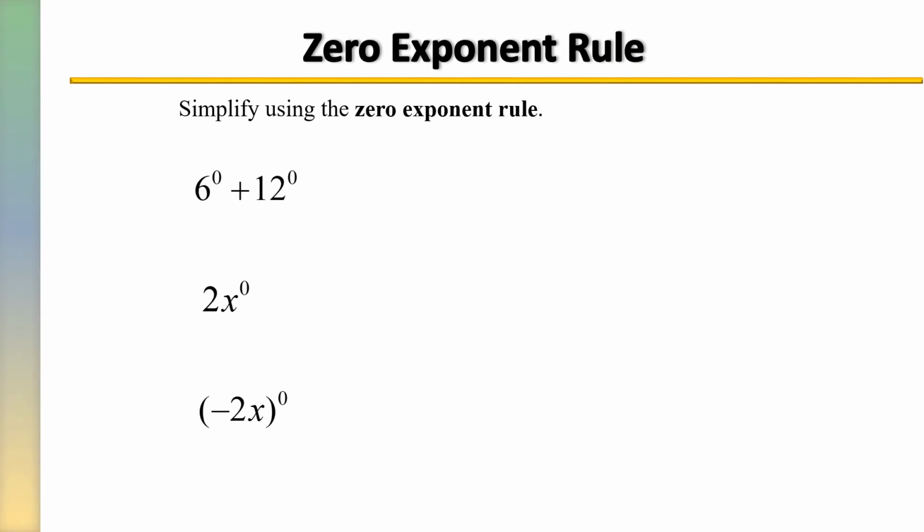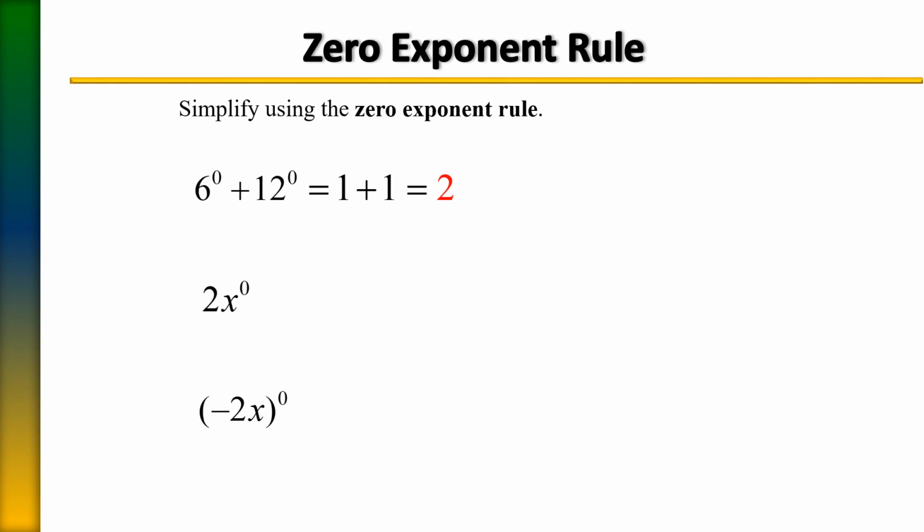Simplify some expressions using the zero exponent rule. So 6 to the zero power equals 1. 12 to the zero power equals 1. 1 plus 1 equals 2.